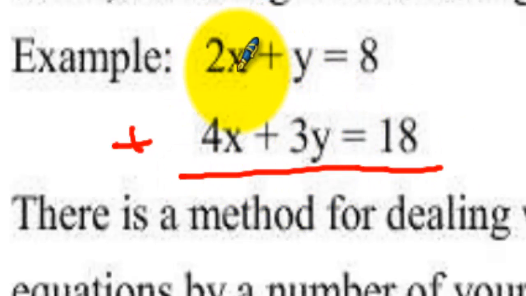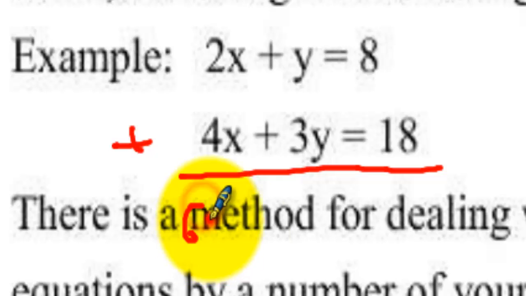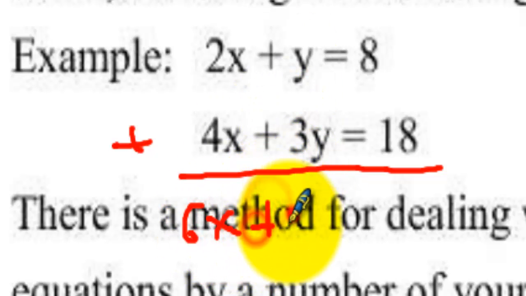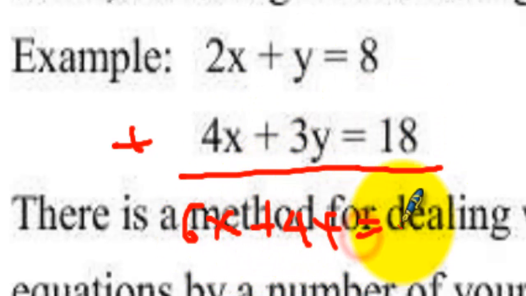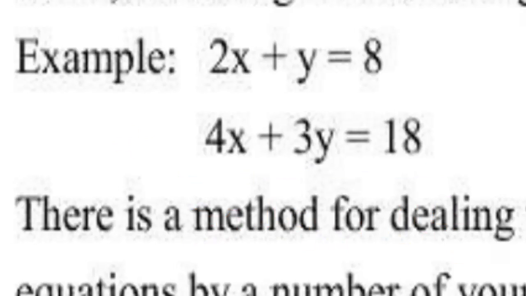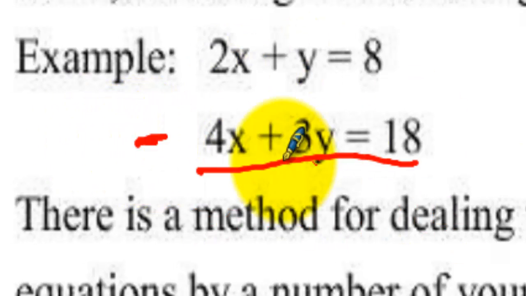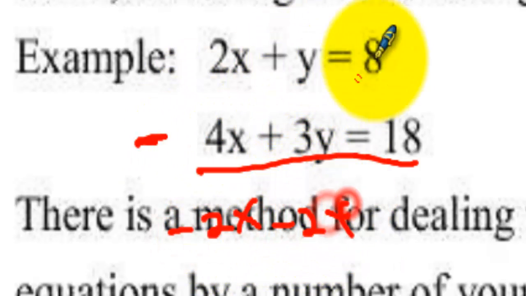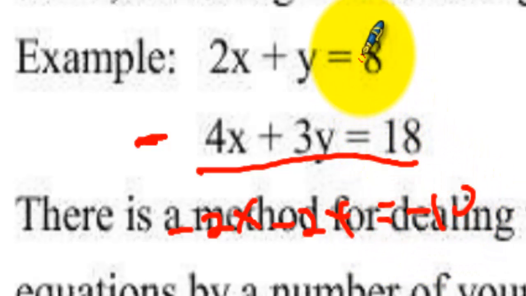When you add 2x and 4x, you are going to get 6x. And here you will get 4y equals 24. Now, we were not able to eliminate the x or the y variable. Same thing if you're going to subtract. We'll get 2x minus 4x is negative 2x. y minus 3y is negative 2y. 8 minus 18 is equal to negative 10. Again, none of the variables were eliminated.